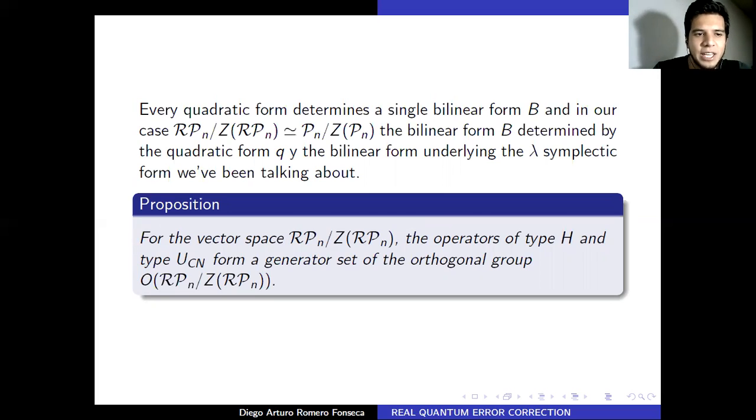Pauli group is actually the same. And in fact, the bilinear form that determines our quadratic form Q is the symplectic form lambda that we have been talking about all this time. So the work that we did before with the symplectic form, we will do it again, but now with the quadratic form. Okay, so in the first place, we are going to study the orthogonal transformations. The orthogonal transformations are a subset of the symplectic transformations, and there is a theorem that says that to generate the orthogonal transformations, we only need operators of type H and CNOT.